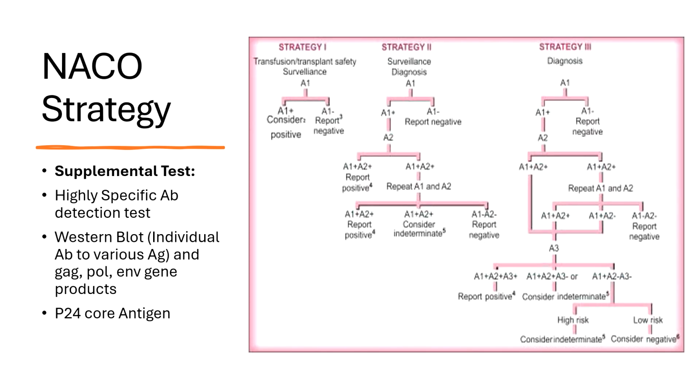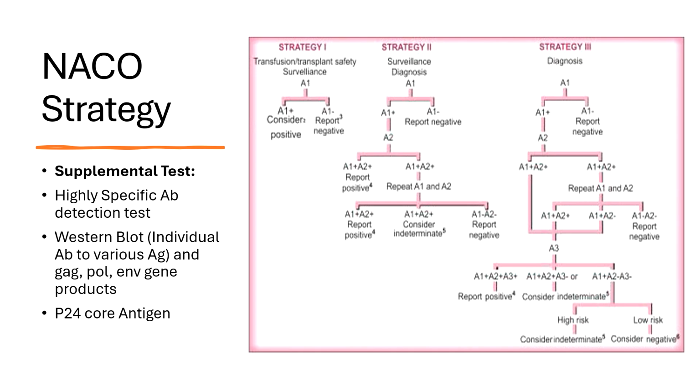One has to also remember the NACO strategy for the diagnosis. So strategy 1 includes the blood bank, that is transfusion related. Strategy 2 includes surveillance diagnosis, and strategy 3 is for the diagnosis of the patients and includes this flow chart.